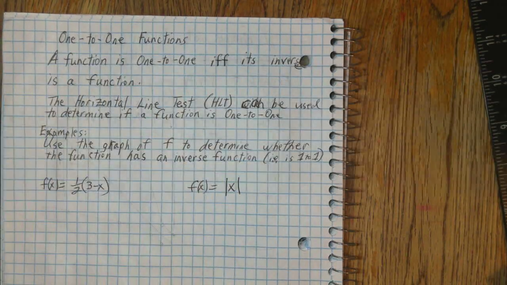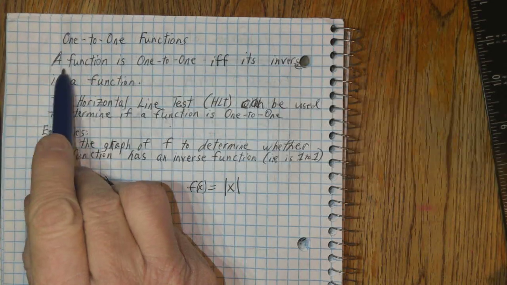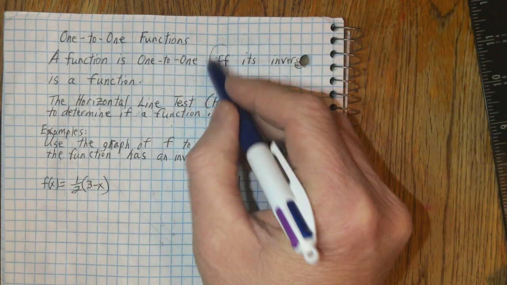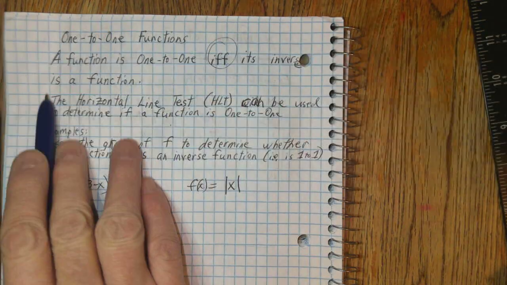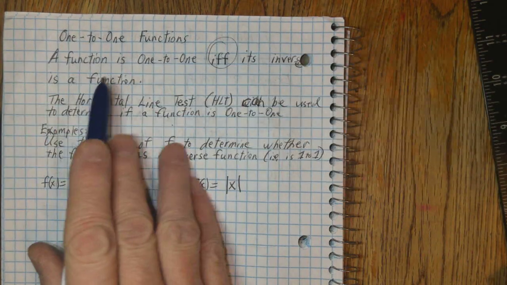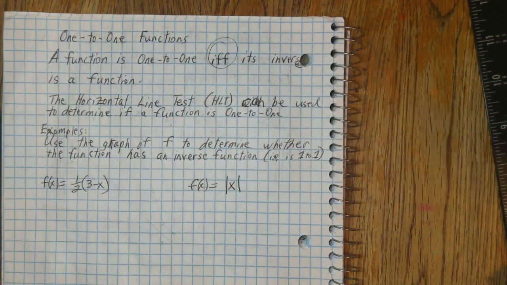We're talking about one-to-one functions, and it has something to do with the inverse functions. So let's talk about that. A function is one-to-one if and only if its inverse is a function. So you have a function, and you go to find the inverse. If that is a function, then it is a one-to-one function.